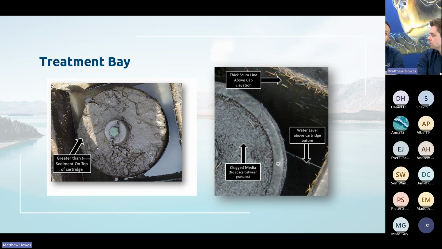Another thing is a thick scum line, which again shows you the water level is getting above. If the scum line is above the cartridge cap, then that could indicate that maintenance will be required, as well as clogged media. As you can see, there is no space between the granules. That definitely is a requirement for maintenance, as well as if the water level is above the cartridge bottom and there hasn't been a rainfall event in the last 24 hours, and there is no issue downstream, then that means maintenance is definitely required.